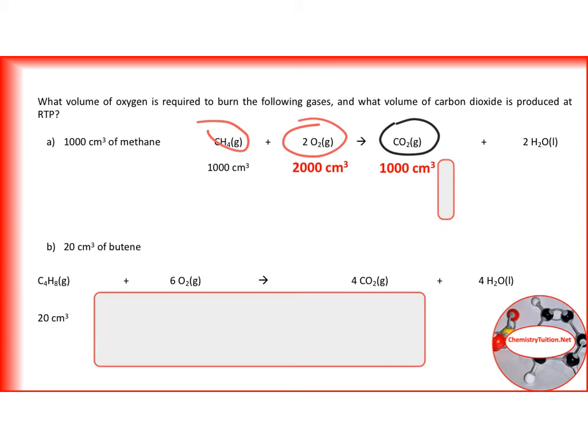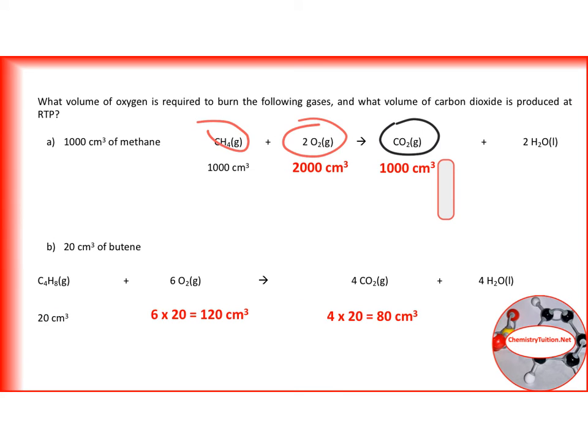We have got 20 centimeters cubed of butene. I have now got the ratio of 1 to 6 between butene and oxygen. So the volume of oxygen I require is now going to be 6 times 20, or 120 centimeters cubed. The ratio between butene and carbon dioxide is 1 to 4, so I'm going to produce 80 centimeters cubed of carbon dioxide.